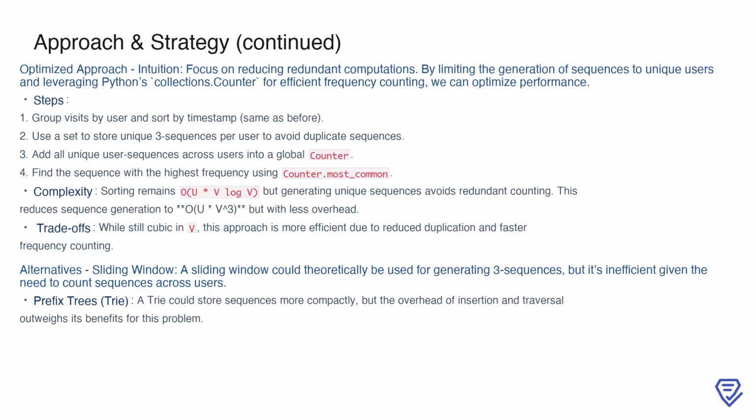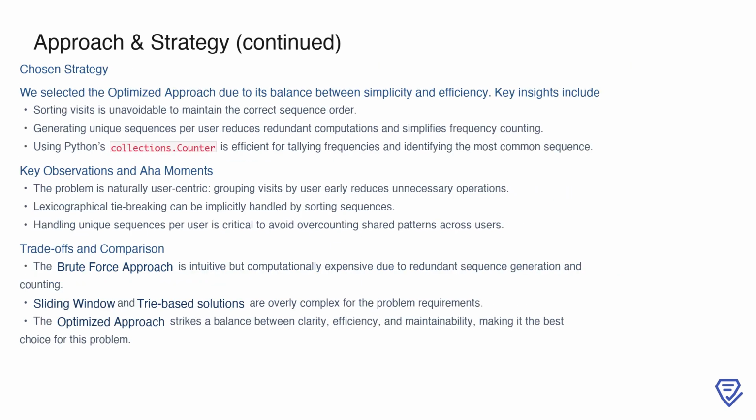Sliding windows could theoretically generate sequences, but they're inefficient for counting sequences across users. Prefix trees, while compact, introduce additional complexity during insertion and traversal, which is unnecessary for this problem. The optimized approach was chosen because it balances simplicity and efficiency.